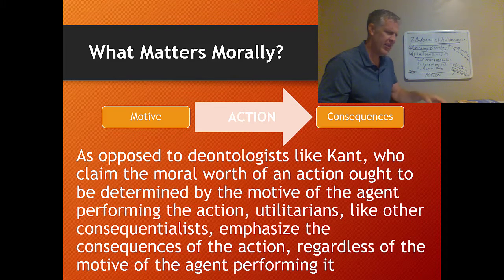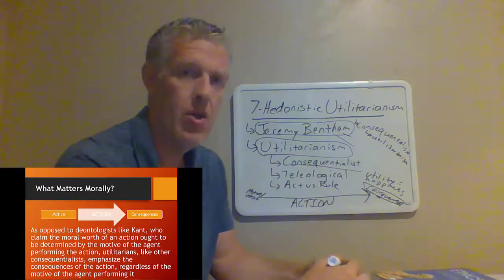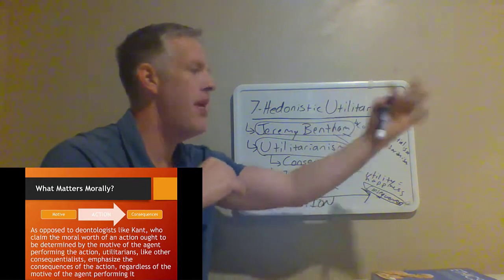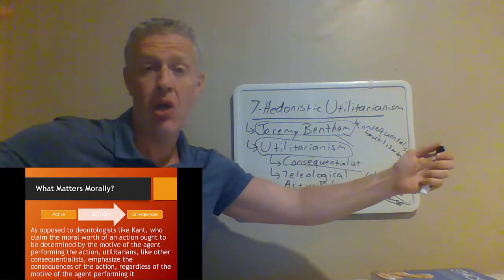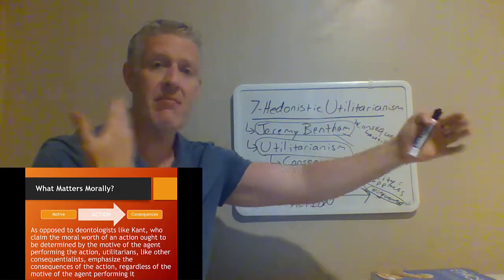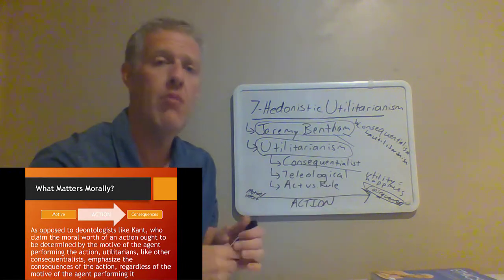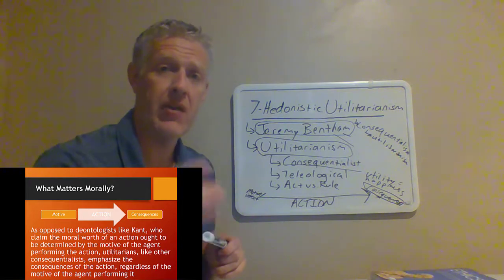So here's an example I think is helpful, and I'll probably refer back to it quite often. Let's take an example like lying. Both Mill and Bentham, and then the deontologists like Kant, are going to agree that lying is wrong. But why do the utilitarians and why do the deontologists think lying is wrong?